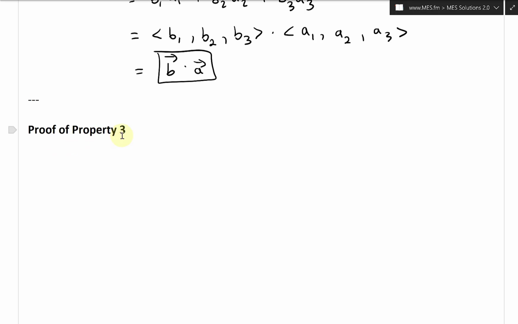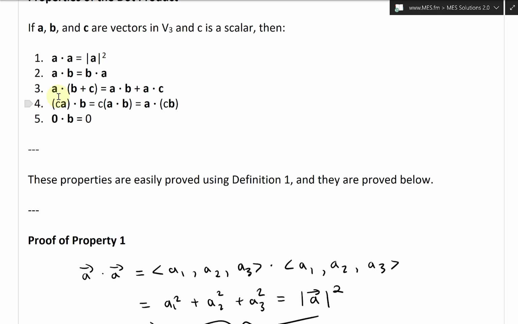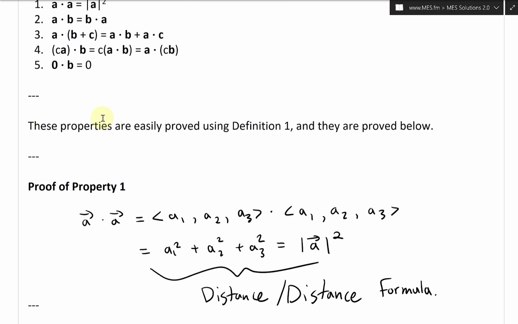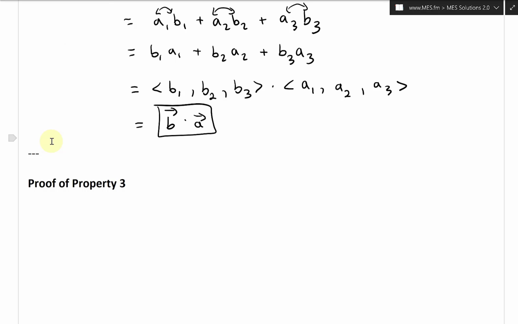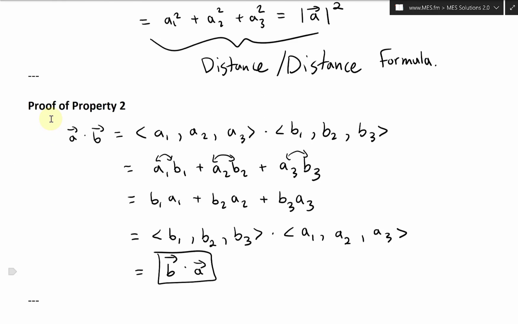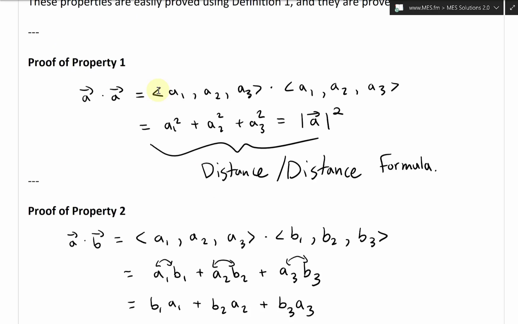All right, so now let's take a look at the proof of property 3. This is the one right here: A dot (B plus C) equals A dot B plus A dot C. Let's write this out again using the definition. So, proof of property 3: we write A vector dot (B plus C), and show that we can multiply that inside and FOIL it out.